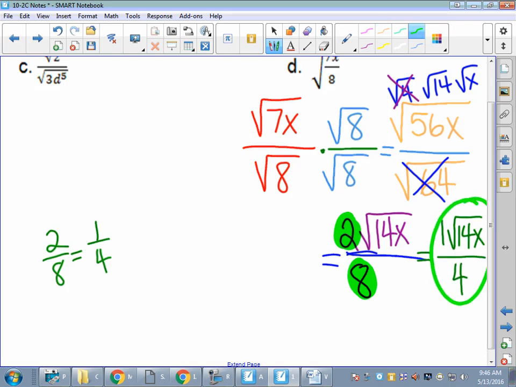Do you have to write the 1 out in the front? I probably usually from here on out won't, but I wanted to make sure that you saw where that 2 went. That 2 got simplified with the 8. I divided them both by 2. So I'll always write the square root of 14x over 4. Can I simplify the 14 with the 4? Everybody's saying no, right? Because 14's under the radical. 4 is a number on its own. I cannot simplify those guys, so that is my final answer.